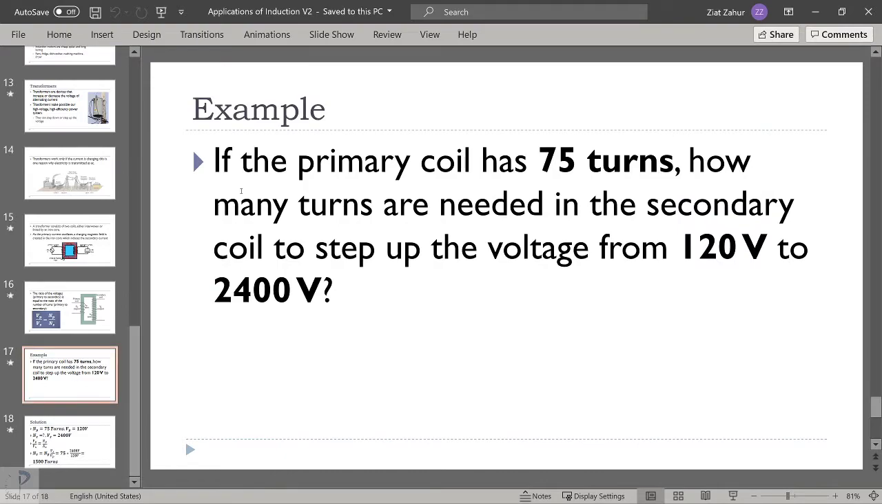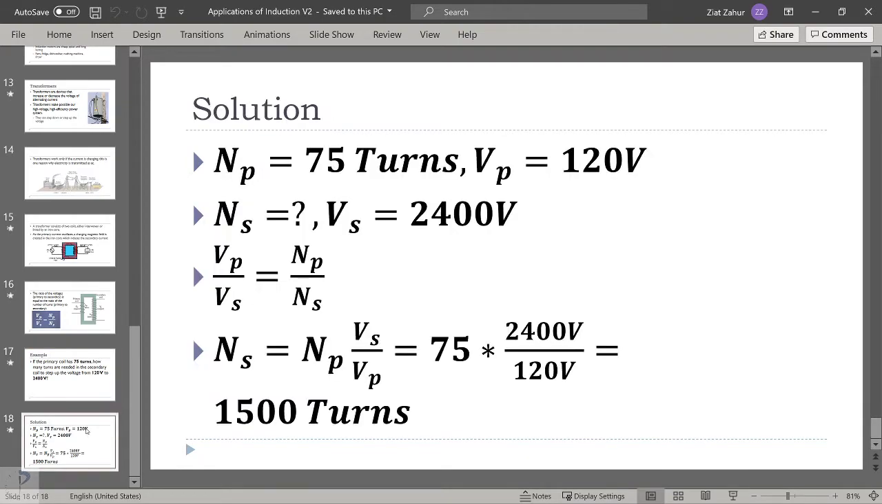And so if a primary coil has 75 turns, how many turns are needed so that the transformer can convert 120 volts to 2400 volts? Okay, so we can just set up our ratio. The primary loops is 75, the primary voltage is 120, the secondary loops, I don't know, that's what we're trying to find. Secondary voltage is 2400. We set up this ratio, cross multiply, and then solve. So our secondary number of loops is 1500.